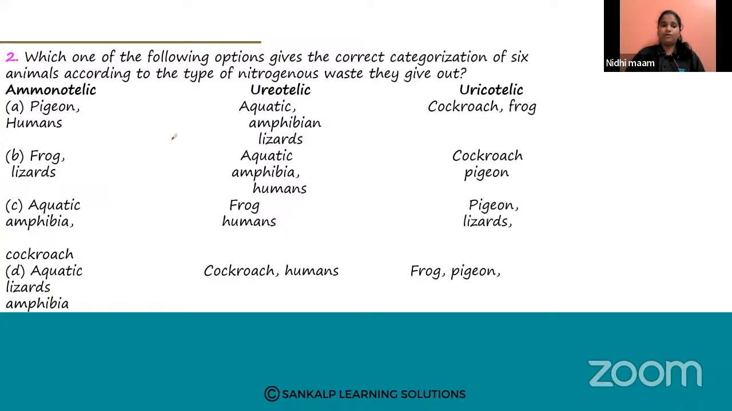Examples are very important, especially in the types of nitrogenous waste. One question is compulsory on this type of question, the type of nitrogenous waste. So look at the options and tell me the answer. Yes, be fast, guys.